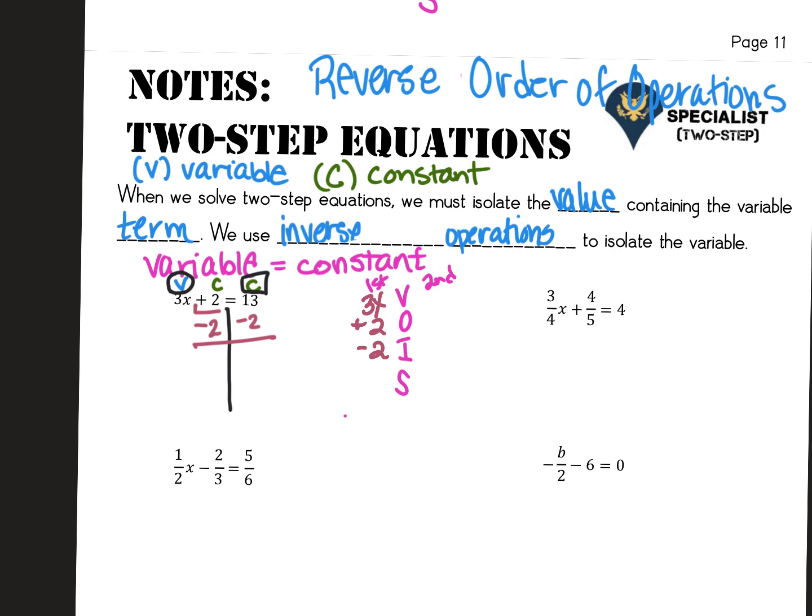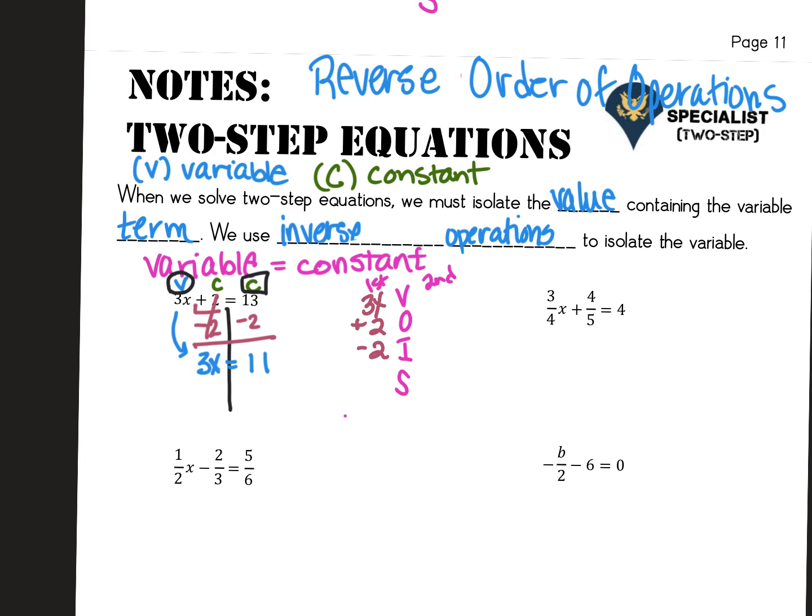You'll notice I put VCC. It helps you kind of organize your thinking. I'm going to have that variable alone, but only once I've collected my constants to the same side. And you can see I have a constant on the left that needs to go to the right. So these are going to cancel out. And that leaves me with the 3x, because I need to carry it down, equal to 13 and a negative 2, which means 11. So 3 times some number equals 11.